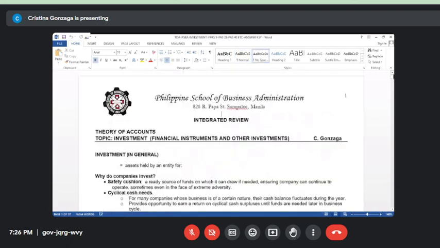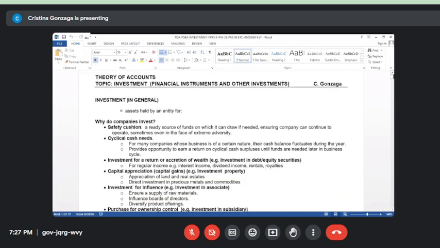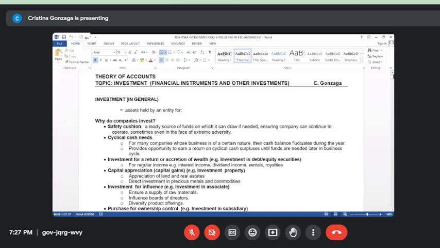Okay. So I started with financial instrument. Actually, financial instrument is only one type of investment. There are others. Okay. Now, kaya nga nakalagay dito sa handout natin, investment, in financial instrument, and other investments. Okay. Now, why do we invest? We invest for various reasons. Okay? Why do companies invest?